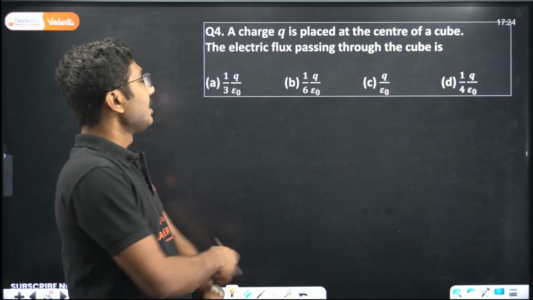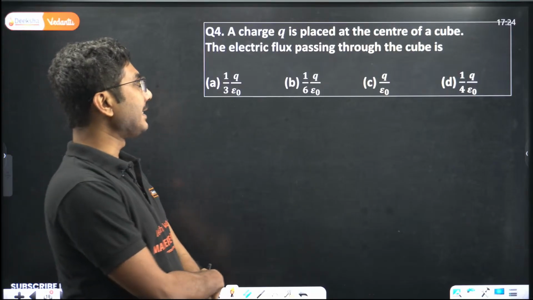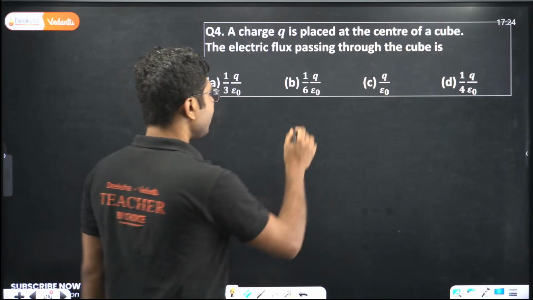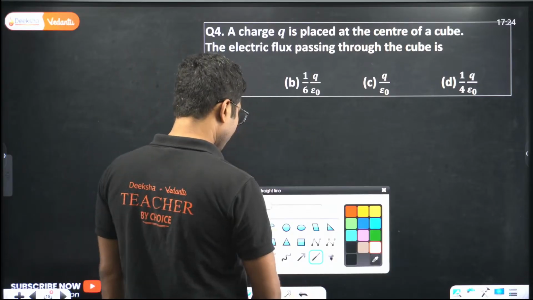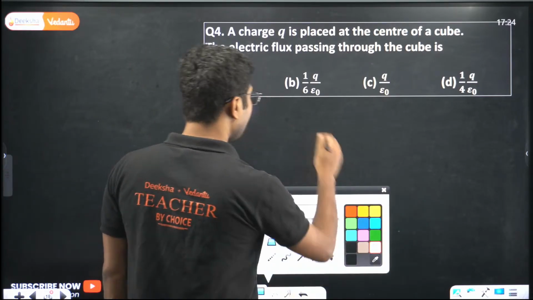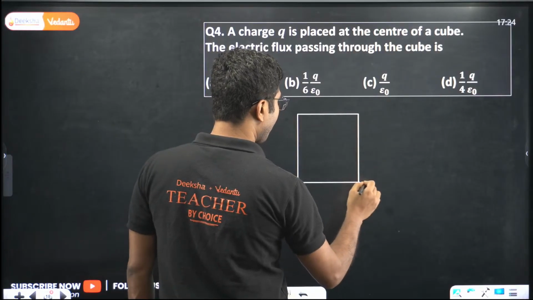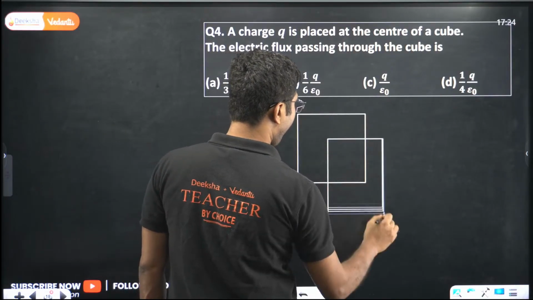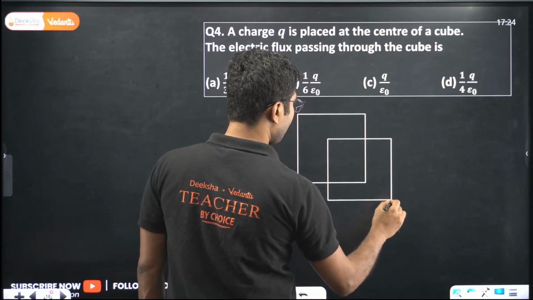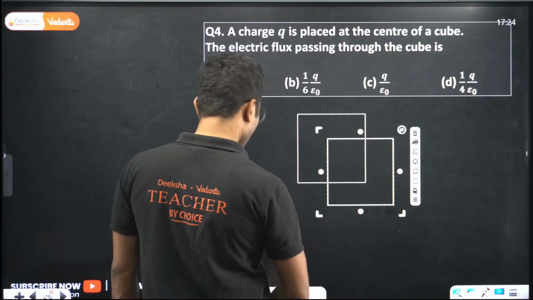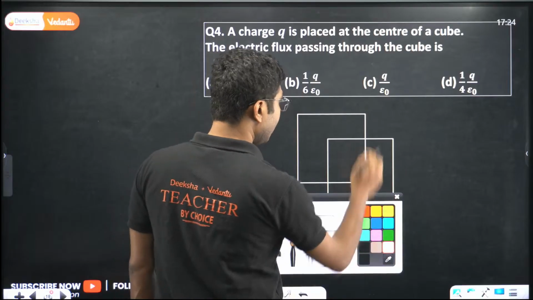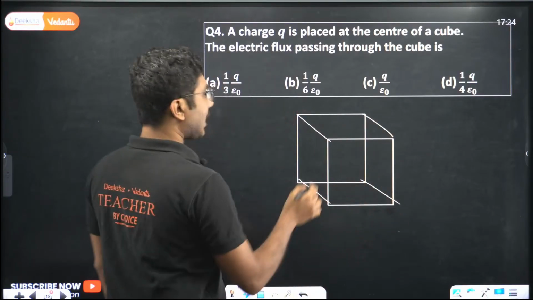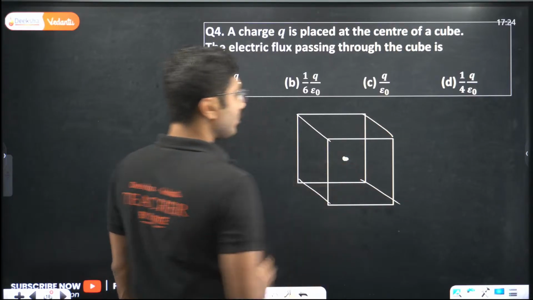A charge Q is placed at the center of a cube. The electric flux passing through the cube is... So here we have a cube, not a square but a cube. Cube means it's three dimensional, right? So a charge is placed at the center. What will be the electric flux?